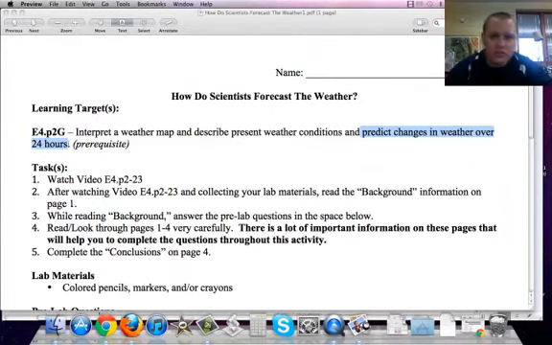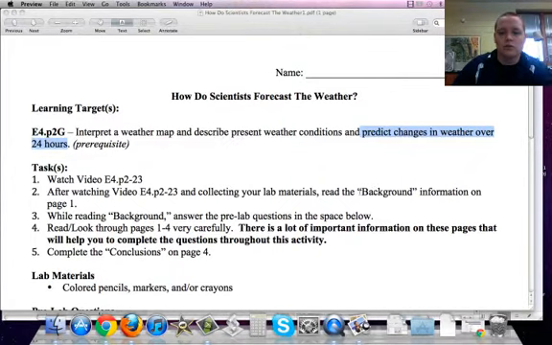So what this activity is going to do is talk about how scientists actually do forecast the weather, what they use, and then the next step would be predicting changes in the weather over the course of a certain time period. In most of the cases, the scenarios that you're going to be dealing with are going to be over a 24-hour period, and some may be more than 24 hours, but in general, just over a short time period nonetheless.